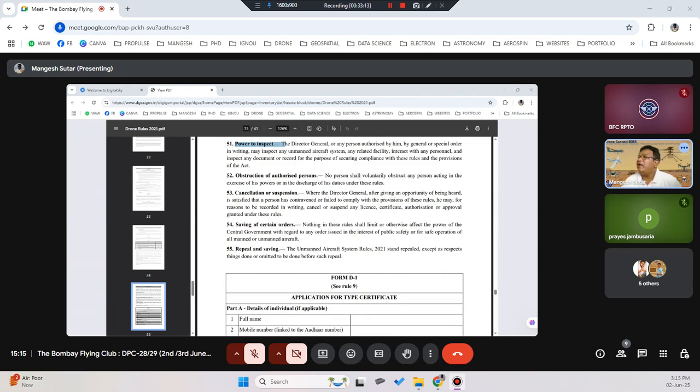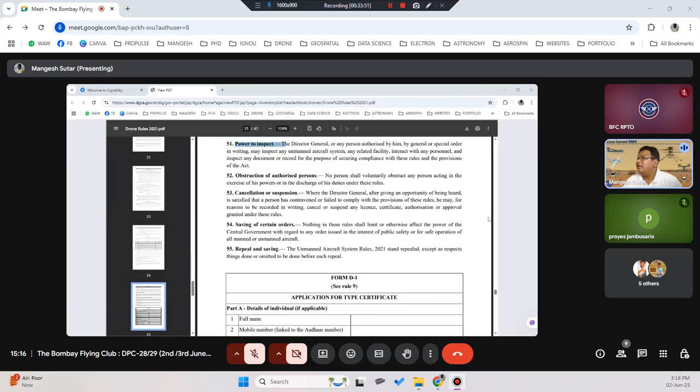Okay, so nothing in these rules shall limit or otherwise affect the power of the central government with regard to any order issued in the interest of public safety or for safe operations of all manned or unmanned aircraft. So at the end of the day, the central government is a superpower above all these rules. Okay, repealing and saving, that's saying Unmanned Aircraft System Rules 2021 repealed, except things done or omitted to be done before such repeal. So in case there are any changes to this rule or a new rule comes in, till then these rules are applicable.